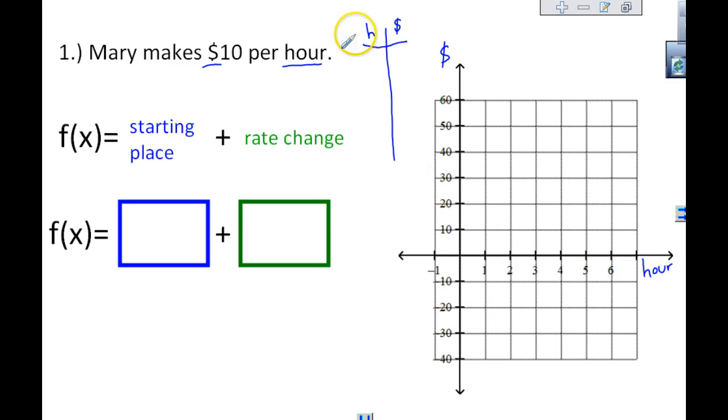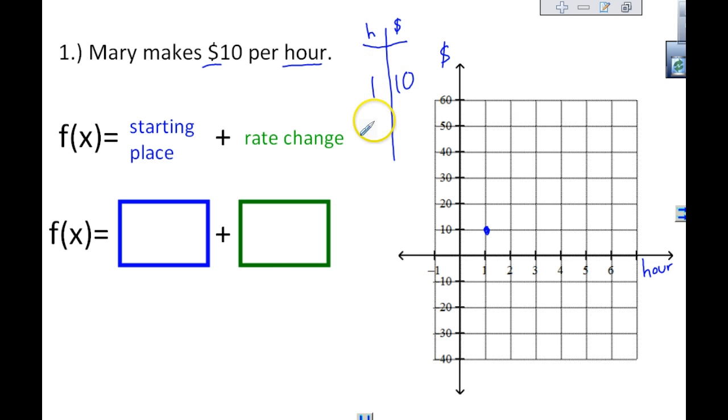Okay, so T-chart. After 1 hour, how much money has been made? $10. All right, 1 comma 10. So maybe we don't know the equation right away, but at least I can still figure out how to make the graph, and maybe from the graph I can get the equation. So what else we got?